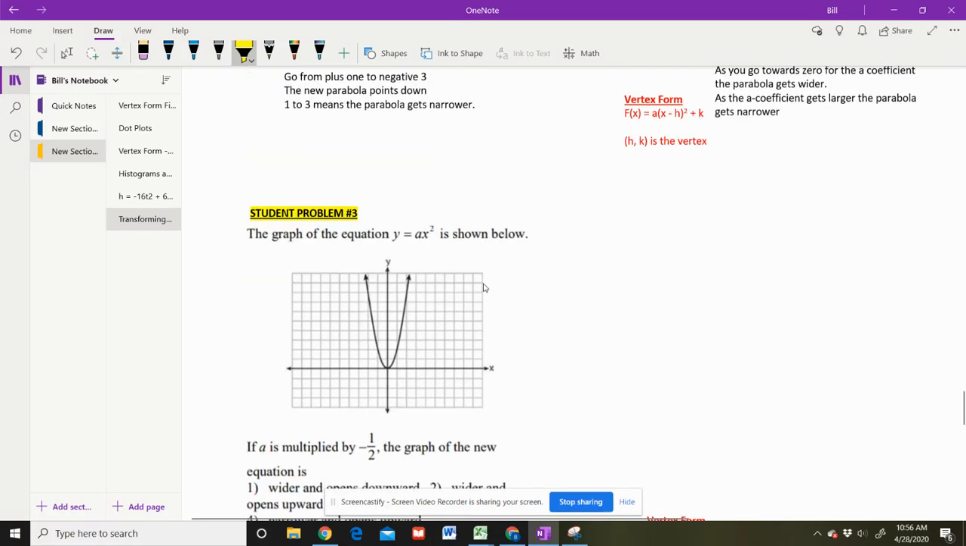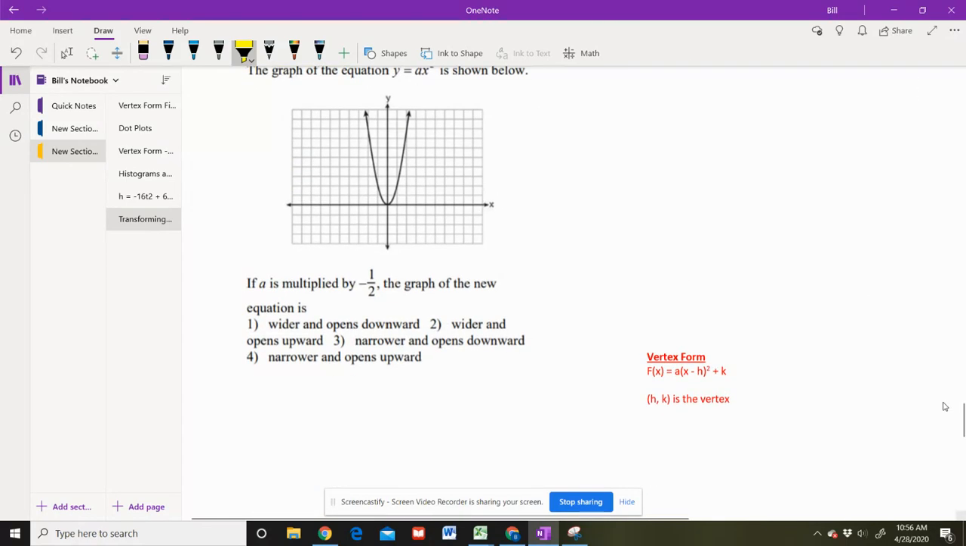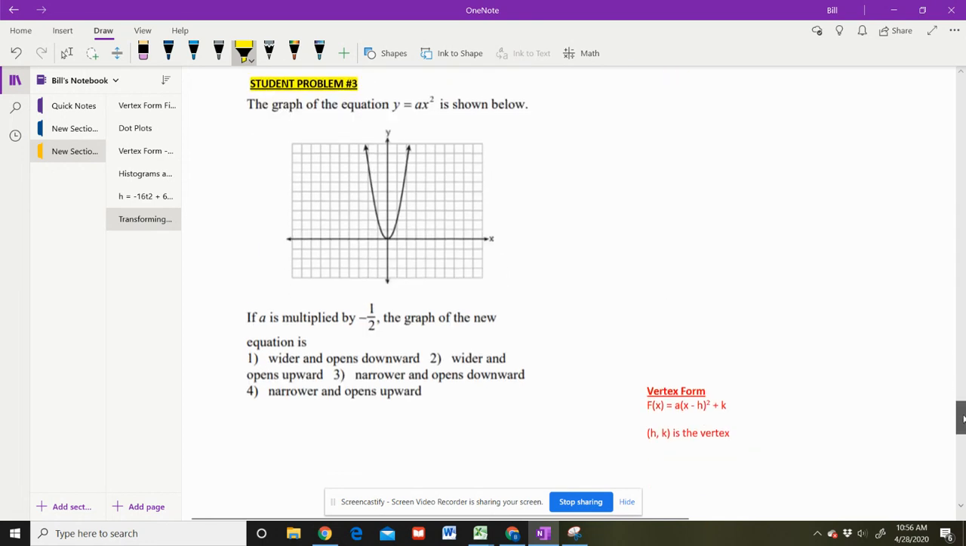All right, so now I want you to try one of these on your own. Again, you have the graph, and on this one they didn't use a number for the coefficient. They used the variable. They just said the graph of the equation y equals ax squared is shown below if a is multiplied by a negative 1/2. So think about it. If a was a 1, and then you multiplied by a negative 1/2, it's going to be a negative 1/2. So use that to figure out what your answer would be, okay?